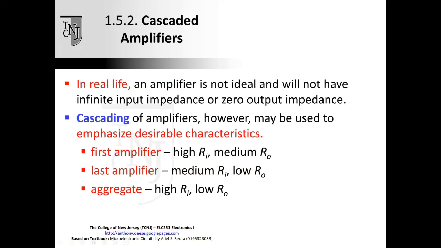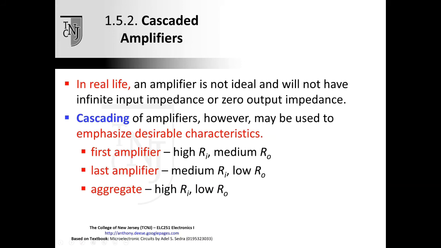Okay. Now, this is one topic that's a little bit new, so we are going to spend some more time on this. This is going to come up in homework problems a lot. Cascading amplifiers. In real life, an amplifier is never ideal, right? And you're not always going to be able to find the amplifier at the cost that you're looking for that fits all of your needs. Maybe you find one that has the right output resistance, but the input resistance isn't good enough, or vice versa. So what do you do in that case?